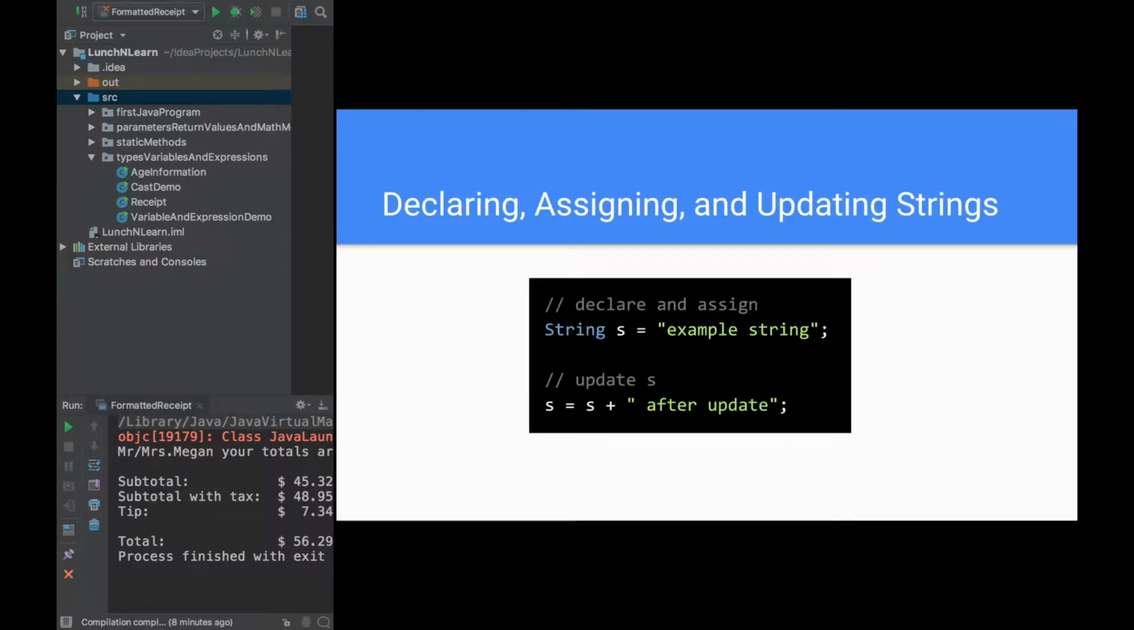So for declaring, assigning, and updating strings, they're declared and assigned the same way any other variables are, with type, and then name, equals, and then value. So in this case, string s equals "example string". And then you update them in the same way you might an integer. You can just add to them here. So s equals s plus "after update".